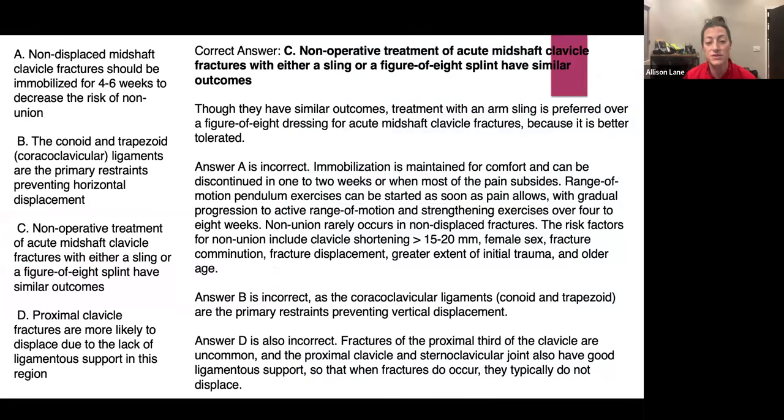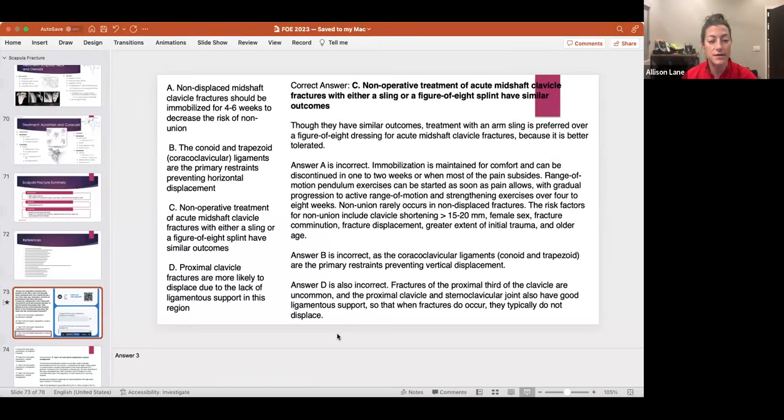And then you really want to start doing some early range of motion. We don't want that stiffness. We want to progress them as able. And then B is incorrect because the CC ligaments are the primary restraints preventing vertical displacement. And then D is incorrect because fractures of the proximal third of the clavicle are pretty uncommon and really have good ligamentous support. So when they do occur, they tend to not displace. Okay, I think that's all I got.